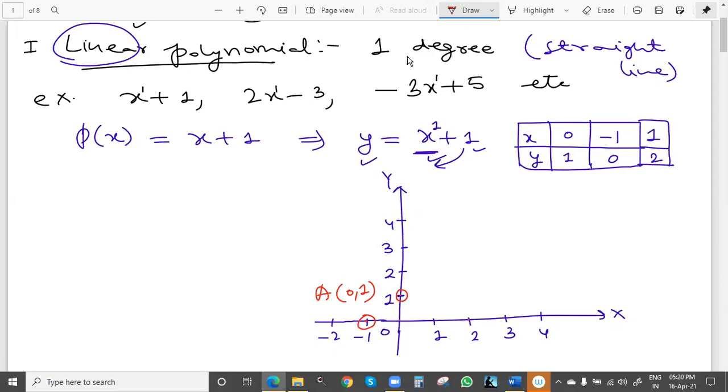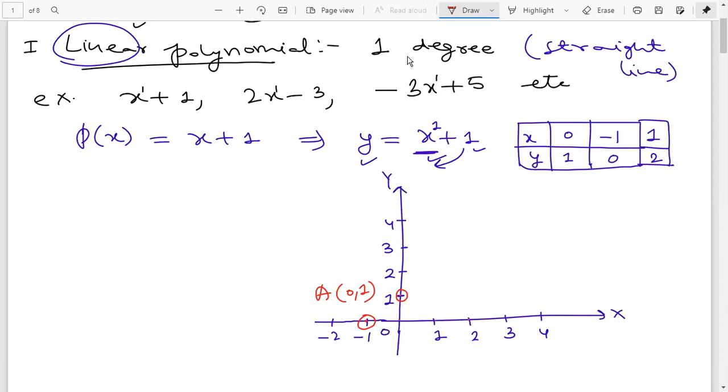See, x is 1, y is 2. So we can draw a line here, and x is 1 here. So this value will be this one. This we can say as b, x is 1, y is 2. And we'll join a and b to get a straight line. A and b and this point will also come.